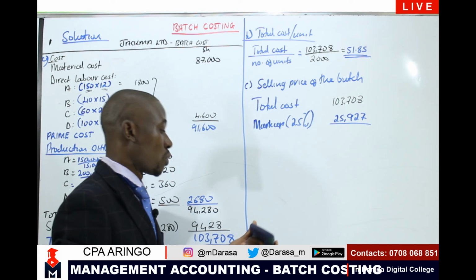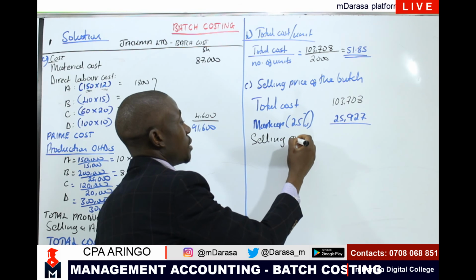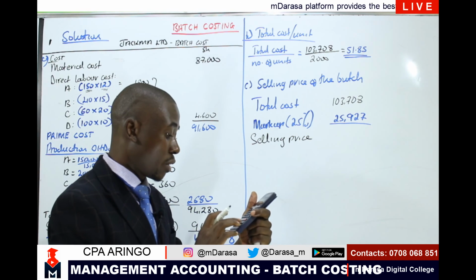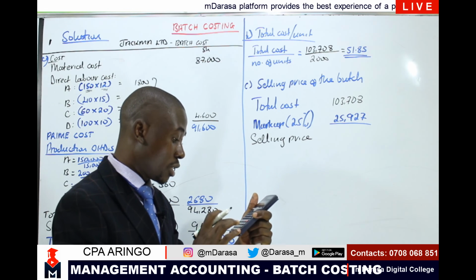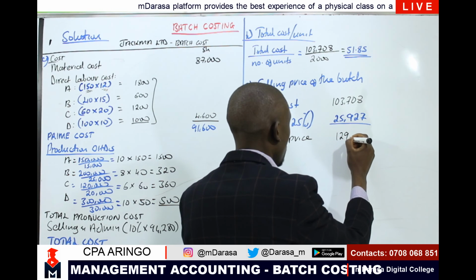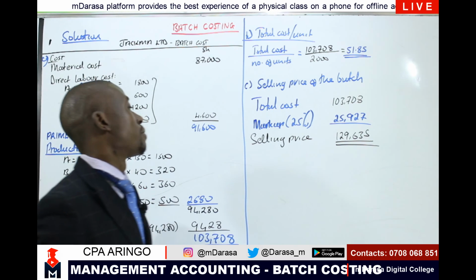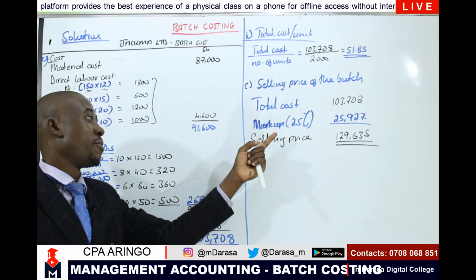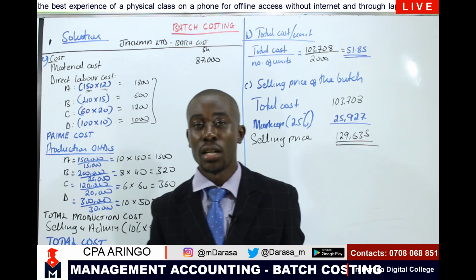So part C of the question, we need to come up with the selling price of the batch. So how will you calculate the selling price of the batch? Calculating our selling price of the batch depends on the policy of the company. There are some companies that are going to add probably a profit markup on their cost, and there are some companies that can just say a specific profit that they want to earn.